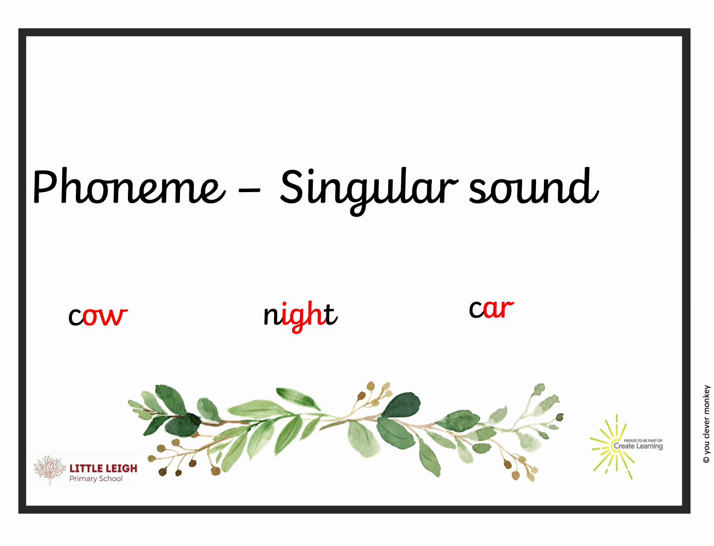So first is phoneme, which just means a singular sound. If you look at the three words at the bottom, you have cow, night, and car. With cow, there are two phonemes altogether, k and ow. With night, there are three: n being the first one, i being the second phoneme, and t being the third one. And with car, there are two: k being the first phoneme, r being the second.